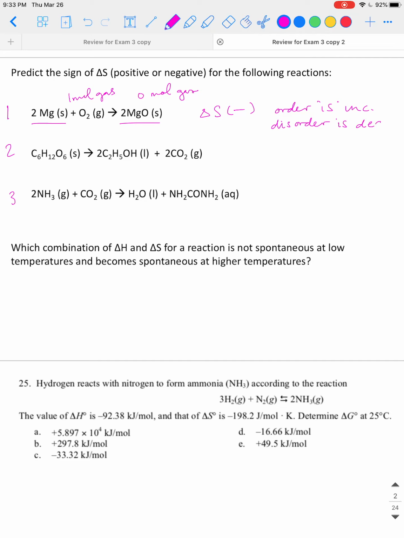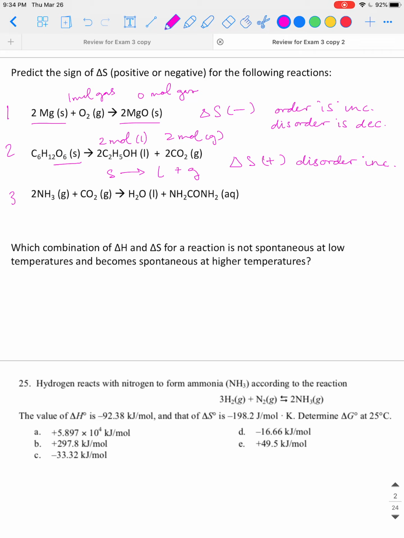Okay. Number 2, we have 1 mole of a solid, C6H12O6. Maybe you recognize that. That's glucose. On the product side, we have 2 moles of liquid, and we have 2 moles of gas. So essentially we're going from a solid and we're making liquid plus gas. These states of matter, liquid and gas, are way more disordered. The molecules can move about more freely, have more energy, so disorder is increasing here. So delta S would be positive. Disorder is increasing here.